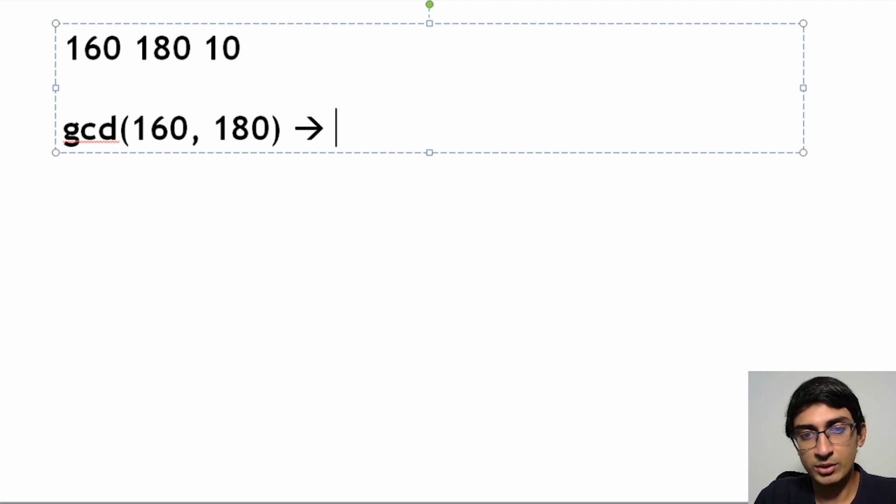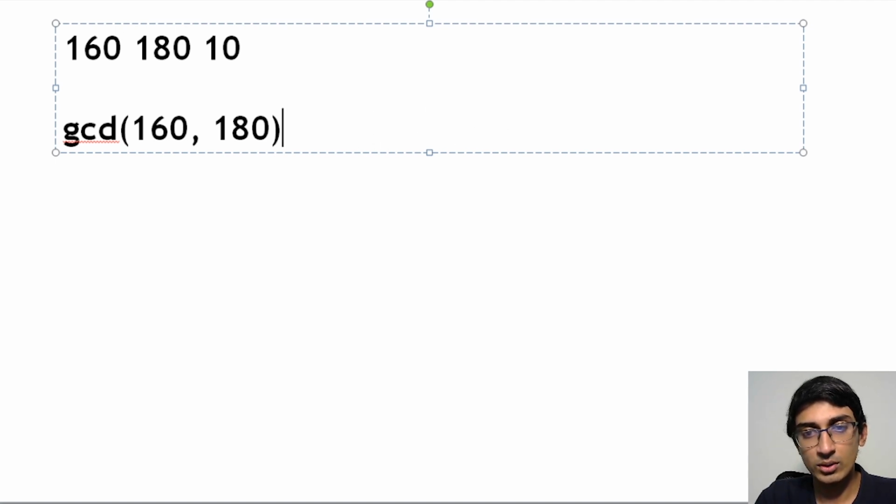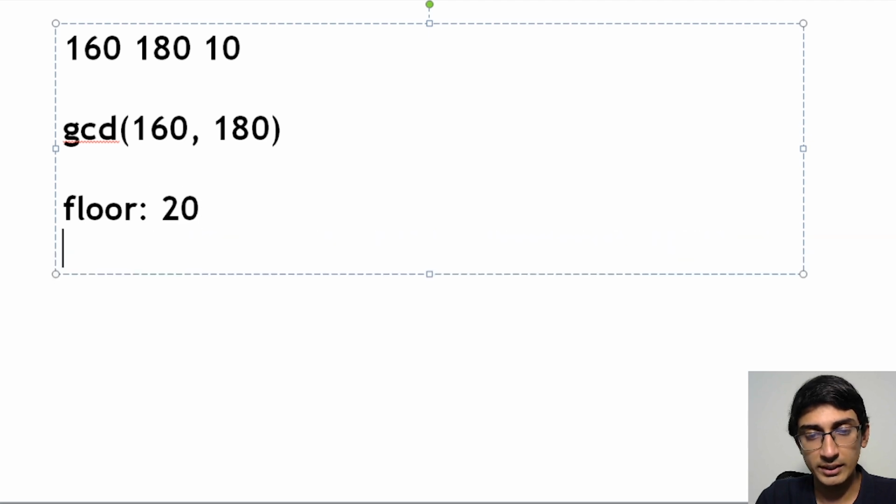40 does not divide both of them, 30 doesn't divide both of them. Is it still 20? 20 into 8 and 20 into 9. Yep, that would still be the case, right? Because one of them is 20 into 8, the other is 20 into 9, and there's no factor from 8 or 9 that you can move into 20. So the highest common factor is 20. So we automatically know that the floor we are reaching, if at all we can reach, is 20, right?